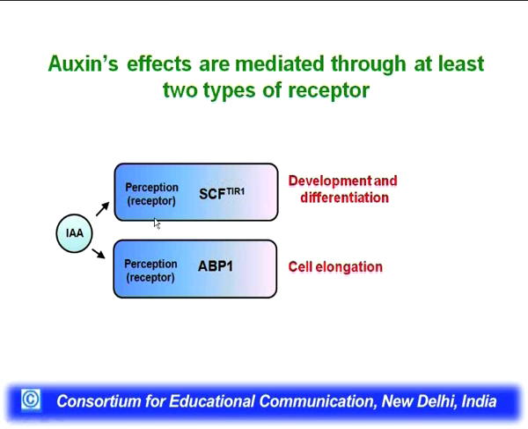Receptor can bind with the auxin and can activate auxin signaling. There is another receptor, ABP1, that also can activate signaling, but the function is a little bit different. The first one, SCF-TIR1, when it binds with the auxin, dictates development and differentiation, whereas binding with ABP1 is important for cell elongation. So, if you now look at this aspect, I will tell you a little bit of development and differentiation.